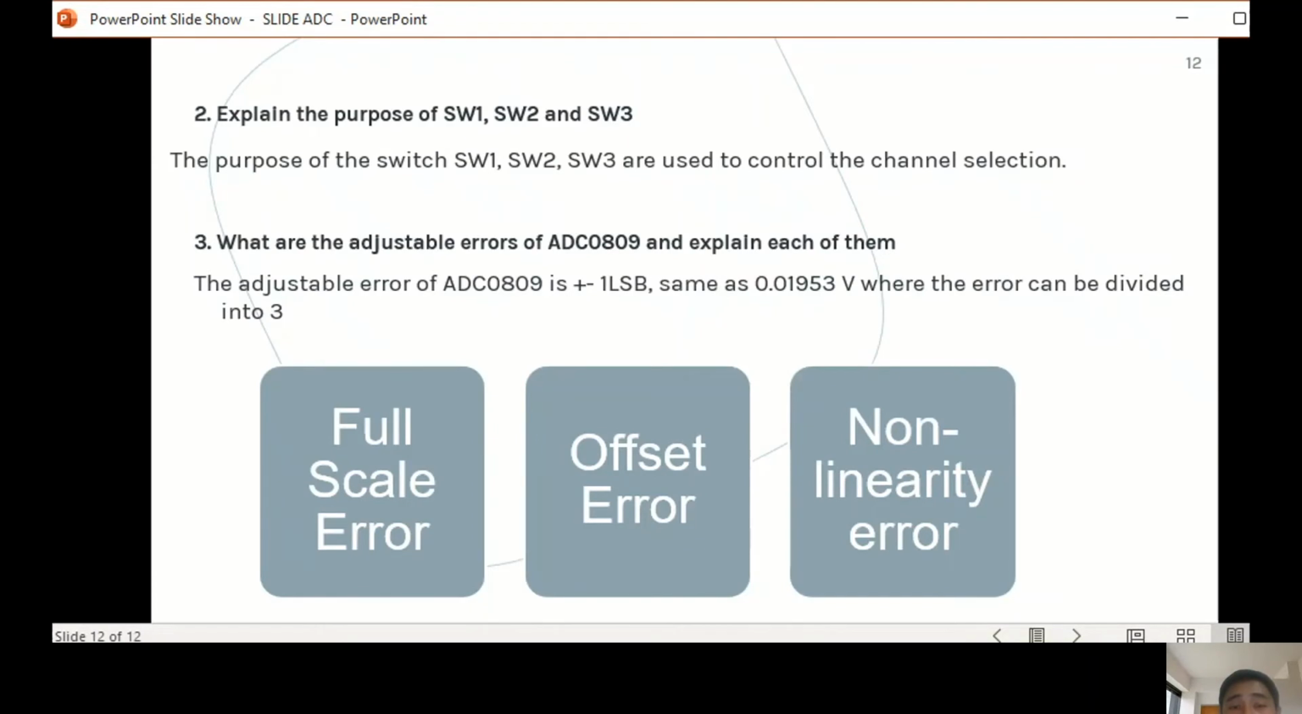Then we move to the second part of the discussion, which is to explain the purpose of switch 1, switch 2 and switch 3. The main purpose of switch 1, switch 2, switch 3 is to control the channel selection, which we use in the second part of the result.